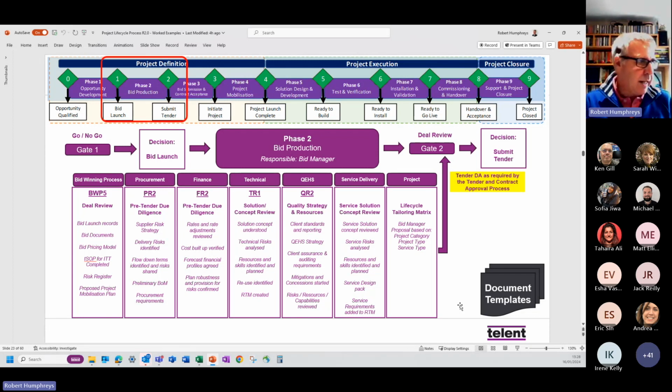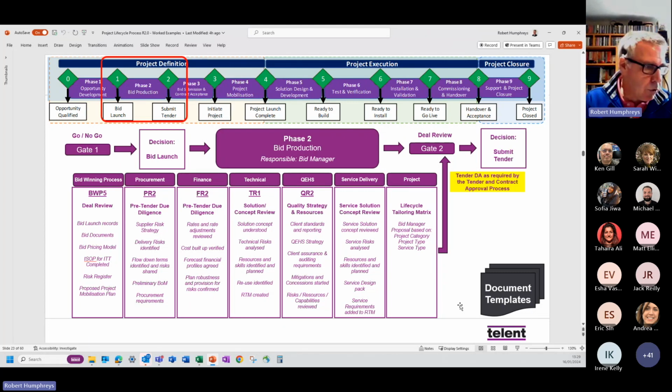So once again, trying to break it down so you can see that when you go through the bid production and you get to gate 2, which is the deal review, this is just before we submit our bid to the client. We need to make sure we've not just completed the bid winning process, we've got procurement properly engaged to do their pre-tender due diligence. We've had finance involved to do their pre-tender due diligence. We've had technical involved, we've had QHS involved, service delivery where there's a service solution involved, and also project, we need to make sure that by this stage we've already decided what that life cycle tailoring is going to look like, which are the gates that are going to apply to this particular project.